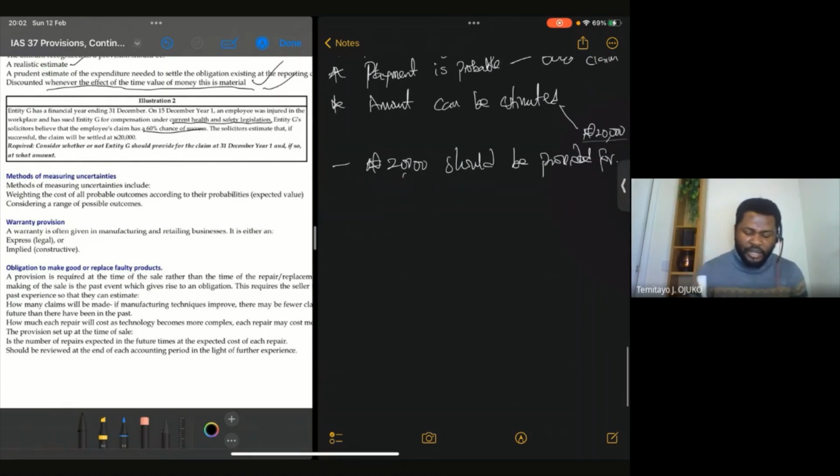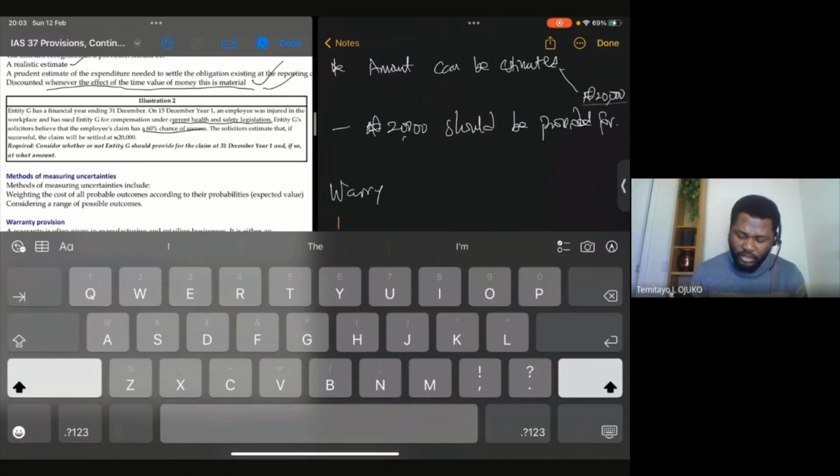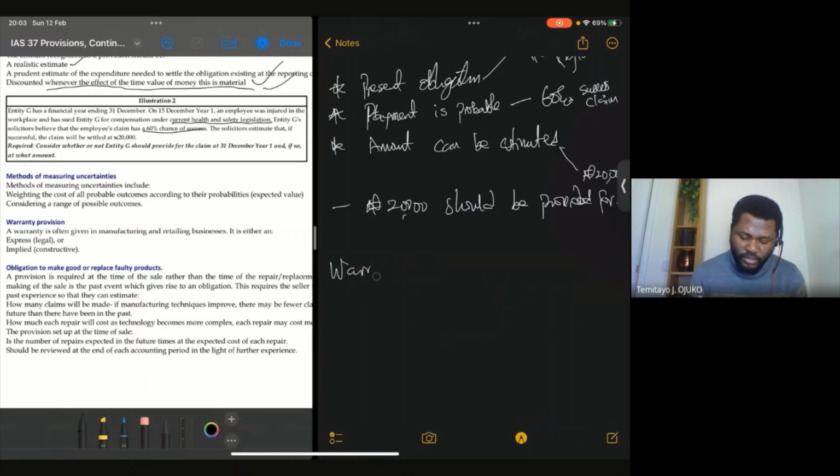We are going to look at warranty provision. We are going to look at some different types of provision. For example, we are going to look at warranty provision and guarantee. We are going to look at restructuring. We're going to look at onerous contract. Those are the three major types of provision that we're going to be looking at in this session. Warranty provision.